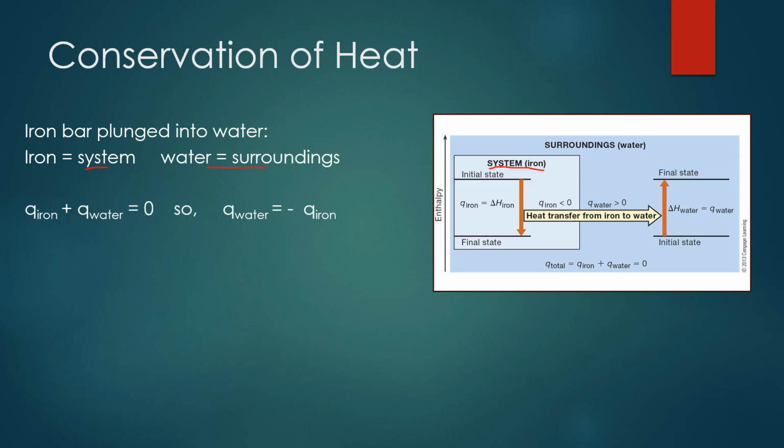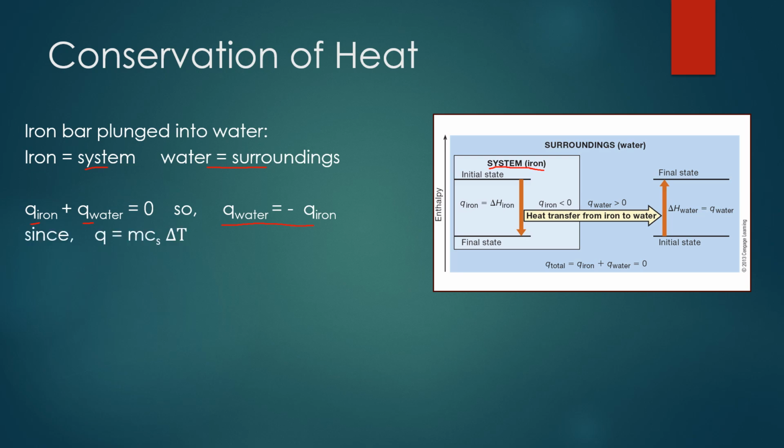So since energy cannot be created or destroyed, the heat of the iron plus the heat of the water are going to equal 0. So with this equation, if we move the iron to the opposite side of the equal sign, we get Q of water is equal to the negative Q of iron. So the reason that I moved iron to the opposite side, giving it the negative sign, is because iron was the hot object, so it's the object losing heat, giving it a negative value.